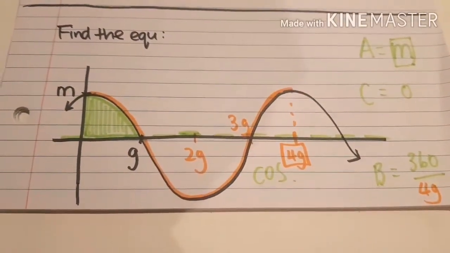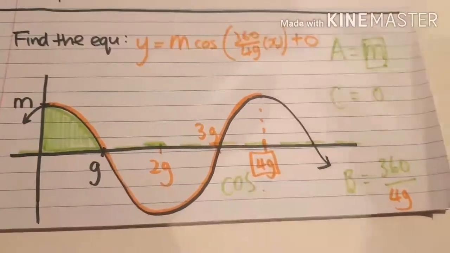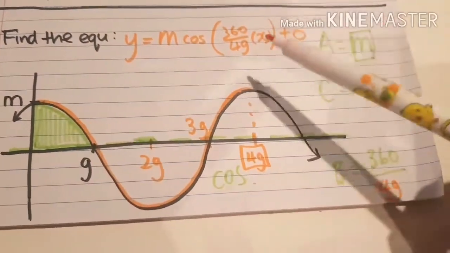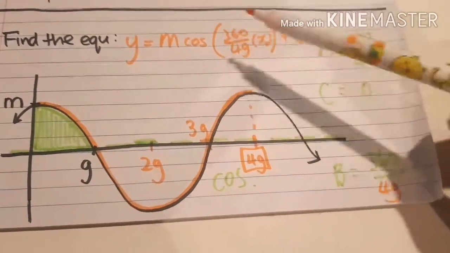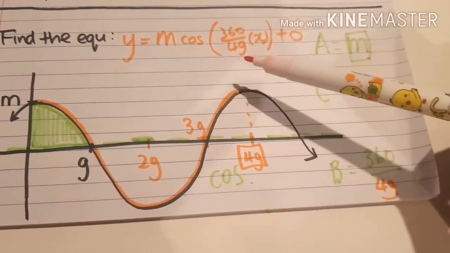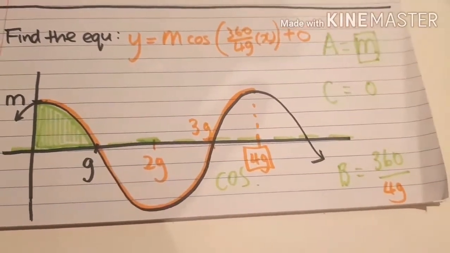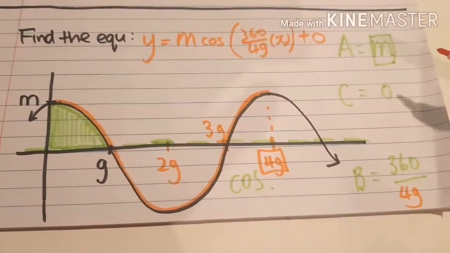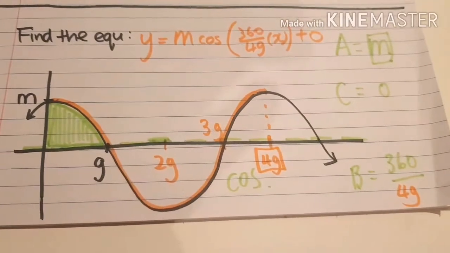So using this information, I'm going to form the equation. There you go. So amplitude is M. My B value is 360 divided by 4G. You can simplify this, it's up to you. Inside the bracket, I have X, and the C value is 0. You don't need to write 0, but I just wrote it down to let you know that there was no vertical translation. Are we all good?